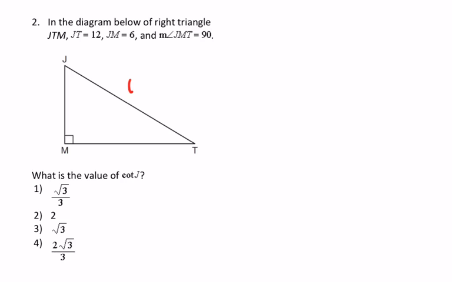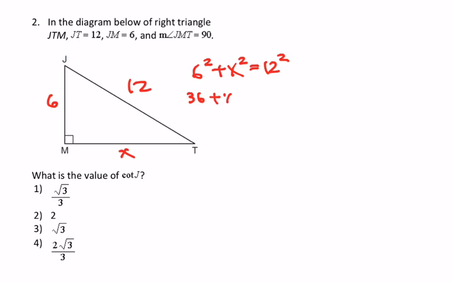All right, let's look at number 2. In this case, they told us that JT is equal to 12 and JM is equal to 6. And we have to figure out what MT would have been equal to. So I'm going to call that X. Then using the Pythagorean theorem, we can say 6 squared plus X squared is equal to 12 squared.